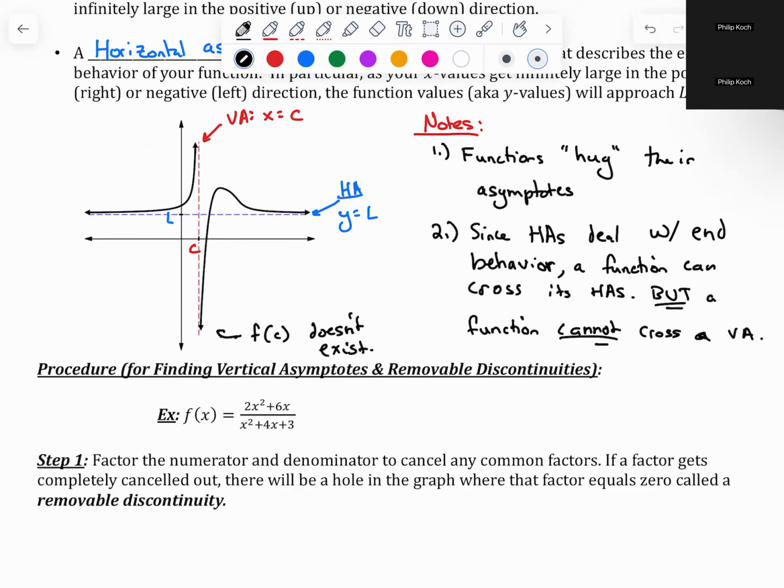What you're going to do is factor the numerator and denominator, and then cancel any common factors. If a factor gets completely wiped out or canceled out, then there will be a hole in the graph where that factor equals 0, called a removable discontinuity. If you study complex analysis, complex numbers, we call it a removable singularity, which sounds way cooler, but removable discontinuity is fine enough.